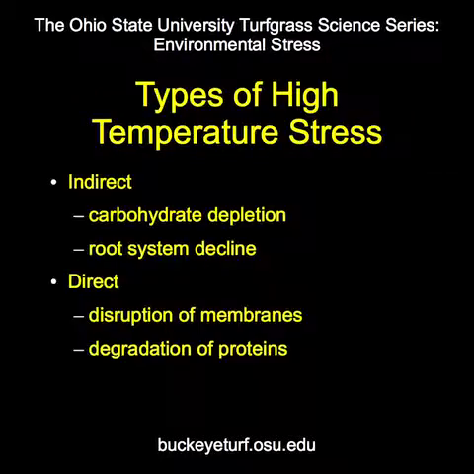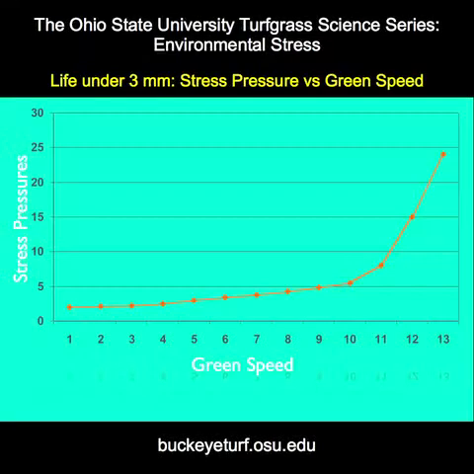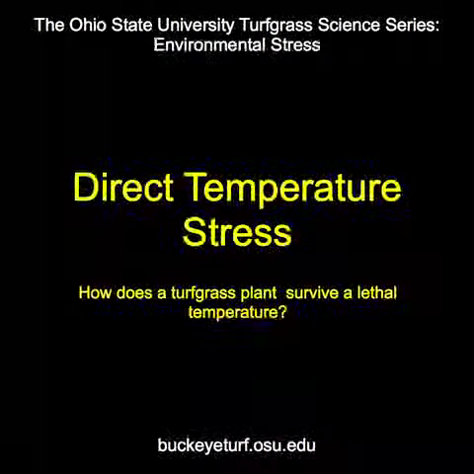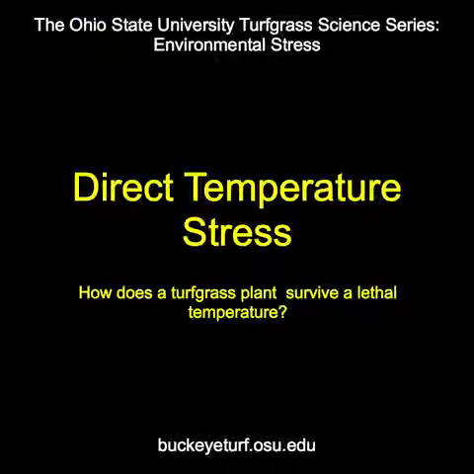Indirect temperature stress, as previously mentioned, is a primary heat stress turfgrasses face. However, with increased pressure to deliver quality turf surfaces, the potential for turfgrass plants to be exposed to direct or acute stress increases under intensive management practices. Direct temperature stress causes injury to cell membranes and proteins. Turfgrass plants do have internal means of surviving a direct high temperature stress.